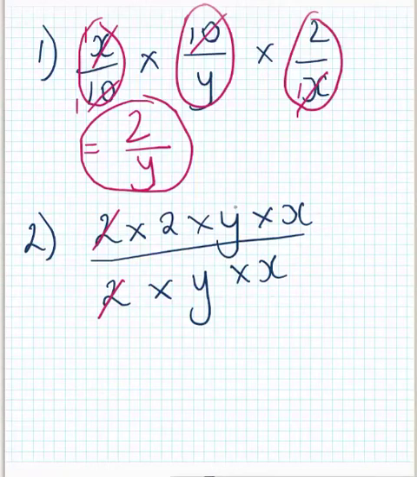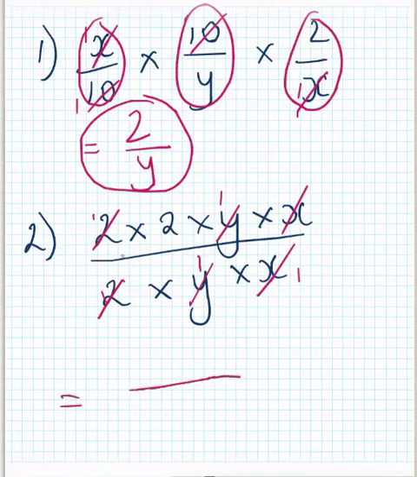I've got a y here and a y there. It's gone, so they're all 1. I've got an x up here and an x down there. So what am I left with? On top, I've got 1 times 2 times 1 times 1, so it's just 2 on top. And on the bottom, what's 1 times 1 times 1? It's just 1. So the proper way to write this final answer, we know 2 over 1, or 2 divided by 1, is just 2. And that's what we're left with.